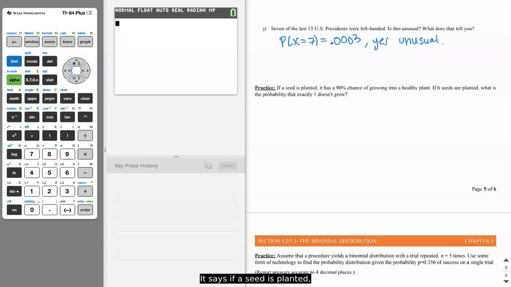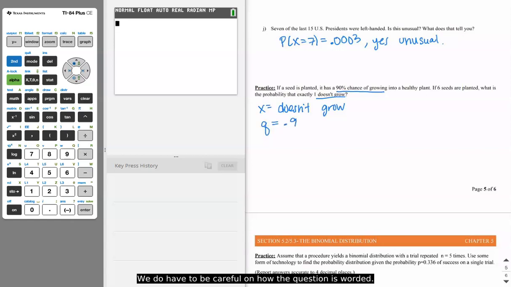So it says if a seed is planted, it has a 90% chance of growing into a healthy plant. If 6 seeds are planted, what is the probability that exactly one doesn't grow? So if I think of the probability, for success, it's saying doesn't grow. So in this case, this 90% chance of growing, this is actually my failure. This is 0.9. And so we do have to be careful on how the question is worded. What is our success? What's our failure?